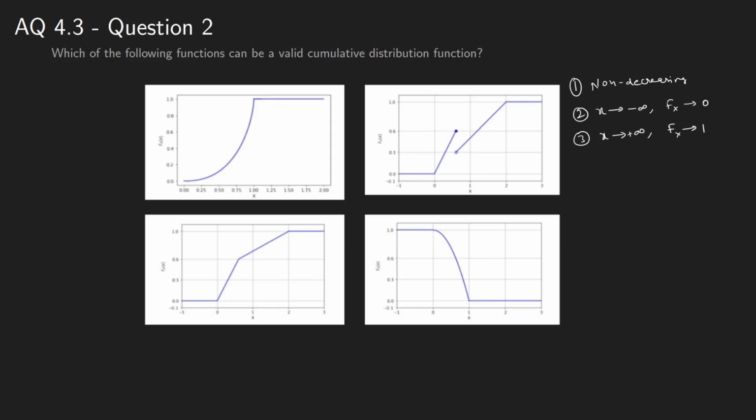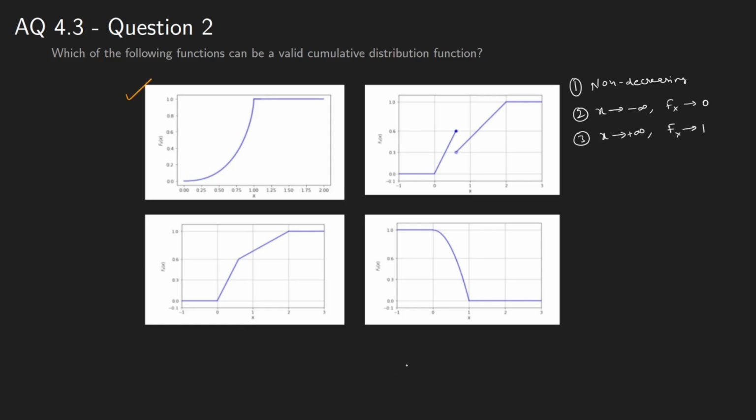So as we see here, at x equals 0 only, this cumulative distribution function has become 0, and after a certain point it has become constant at 1. So this is the third criteria. So the first graph is satisfying all the three criteria for being a cumulative distribution function. So yes, we can say that it is a valid cumulative distribution function.